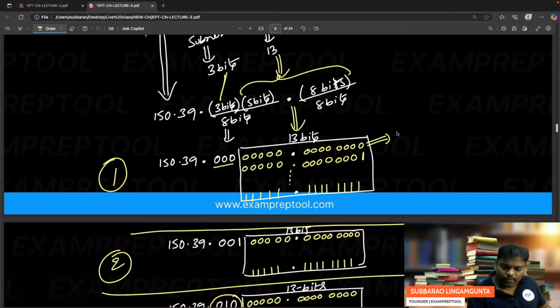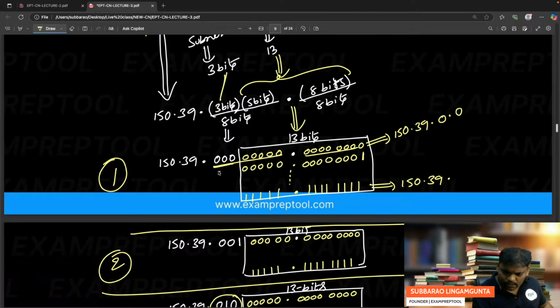Now some people are asking, sir, what is the first IP? Let me write it now. Network area, no change at all, 150.39. Network area same. Can you see the next one? So all zeros, 0, 0. Network area, no change. This is the fixed area. Here no change, here no change.